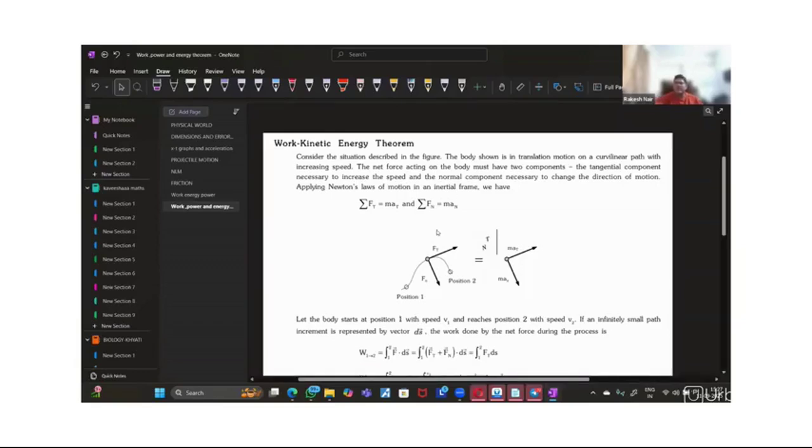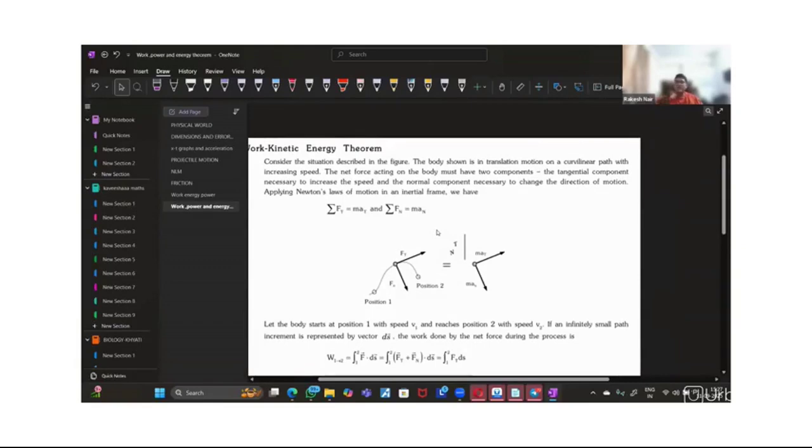So let's consider the work energy theorem. What is it? Consider this diagram. This is a situation where a body is shown in translational motion on a curvilinear path. The body is moving translationally, that means without rotation, on a curvilinear path, and its speed is increasing. Those are the stipulations associated.